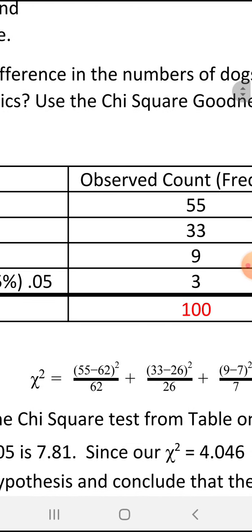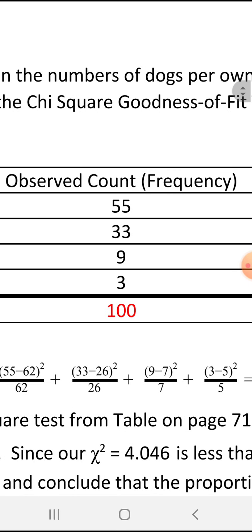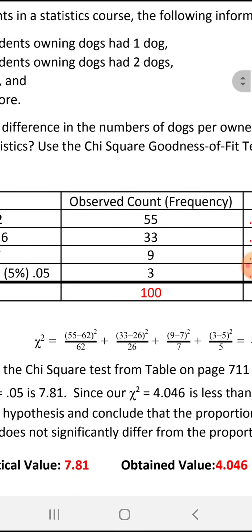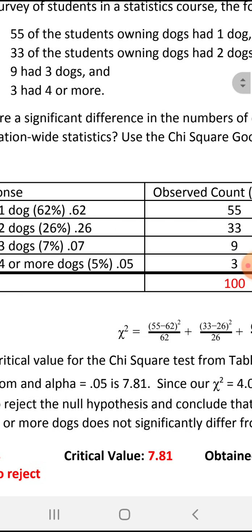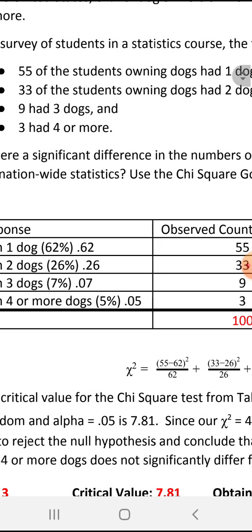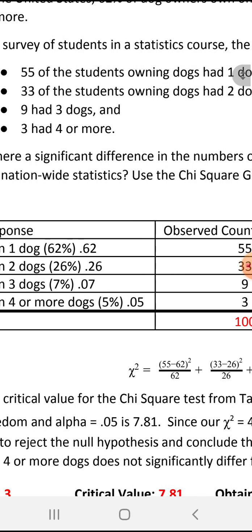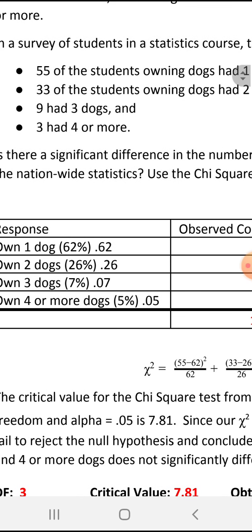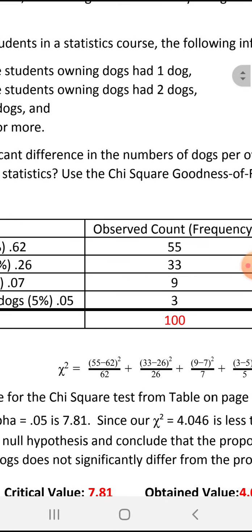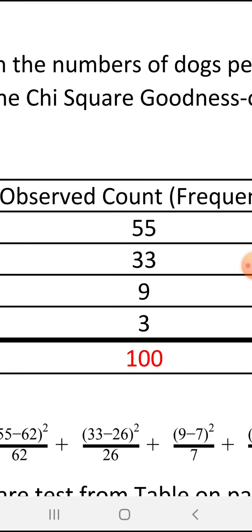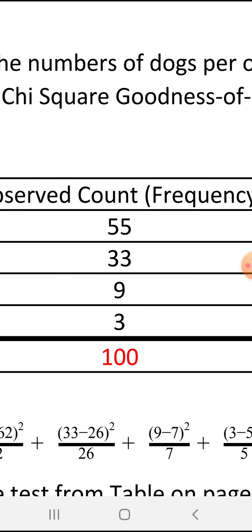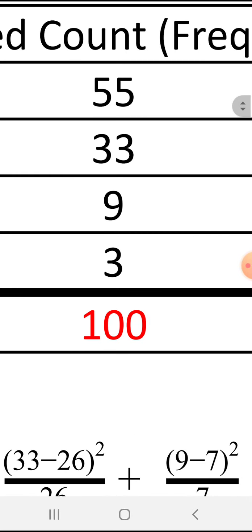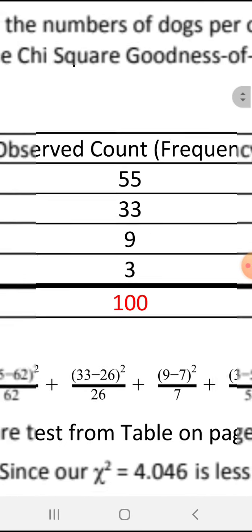All right, second step is the observed count. So you just take this column and you fill in the observed count. So, 55 had one dog, 33 had two dogs, 9 had three dogs, 3 had four or more dogs. You add these observed counts and you get the total, which in this case is 100.